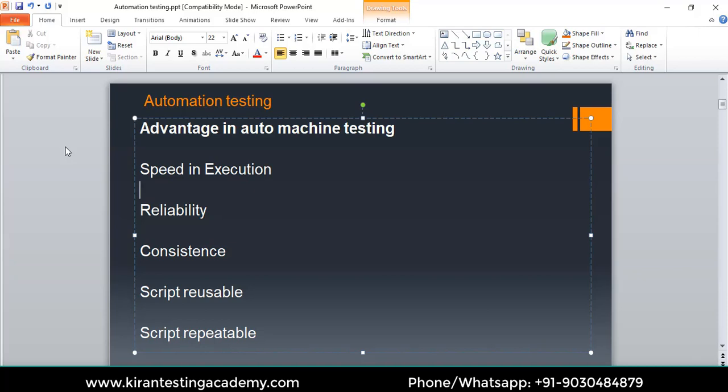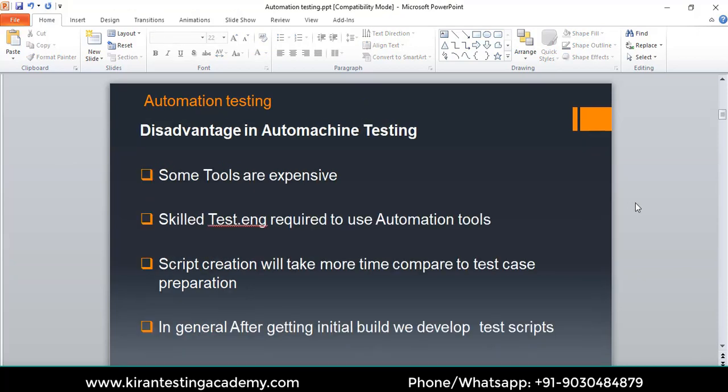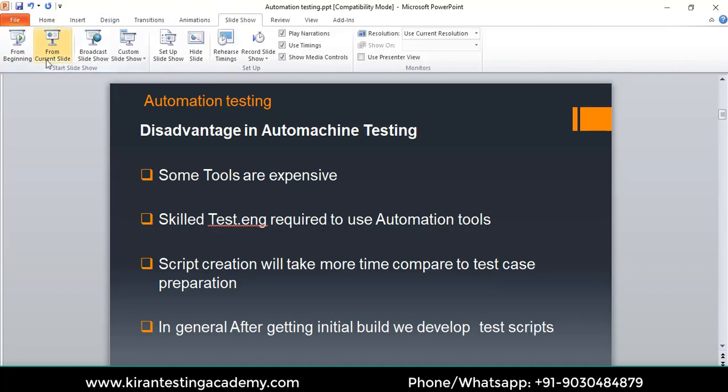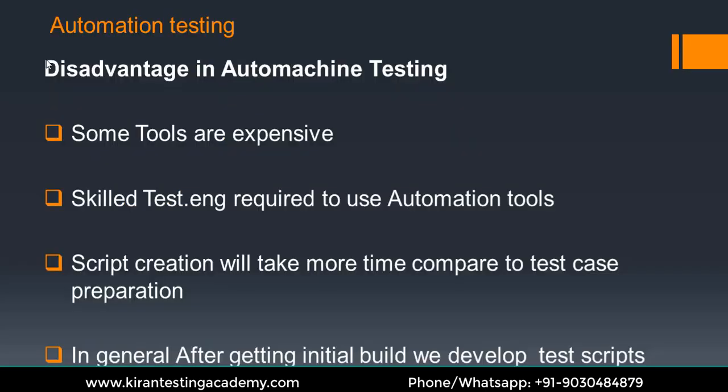Now let's talk about a few of the limitations of automation testing. Not too many, but we have a few limitations. Let's discuss them. The very first one: tools are expensive. Not all tools, guys. We have even free tools also. Selenium, which we are going to learn, is a free tool. I'm just generalizing the topic.